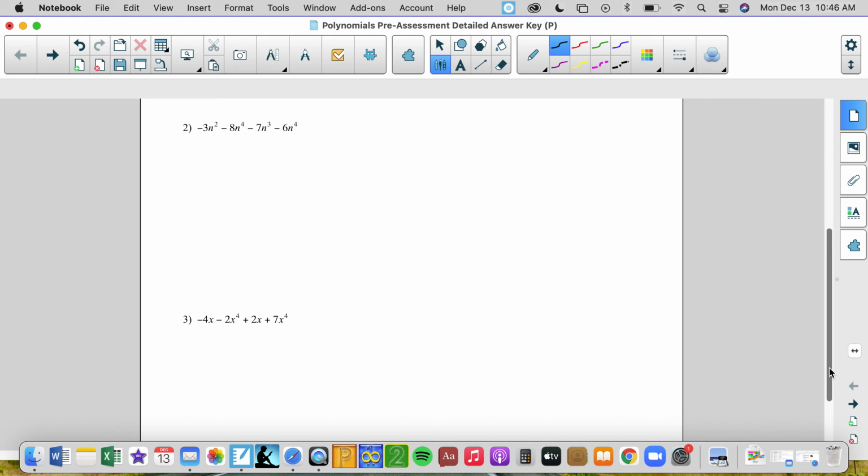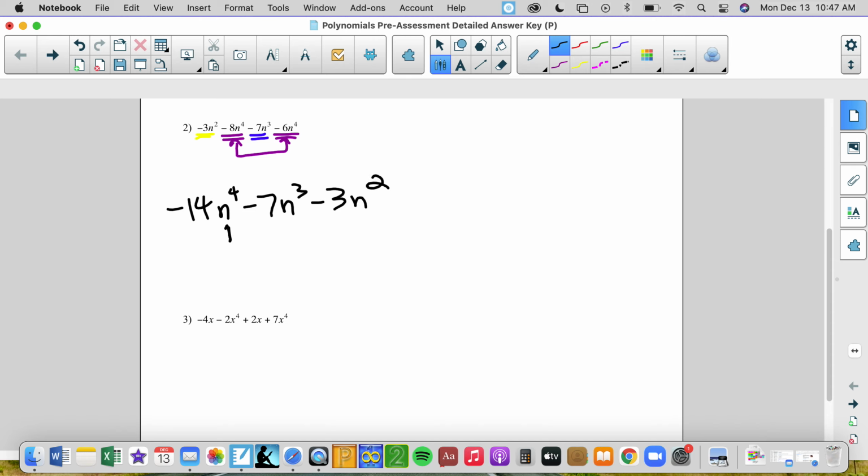Let's look at number 2, like terms. We have n squared, and there is no pair. We have n to the 4th, and it has a pair right there. And then we have n to the 3rd, and that doesn't have a pair. So the only ones we're going to combine coefficients are negative 8n to the 4th and negative 6n to the 4th. Negative 8 and negative 6 makes negative 14n to the 4th. Then we'll put them in numerical order based upon their exponent and their variable. So we have 7n to the 3rd, and we have negative 3n squared. So that is in standard form.